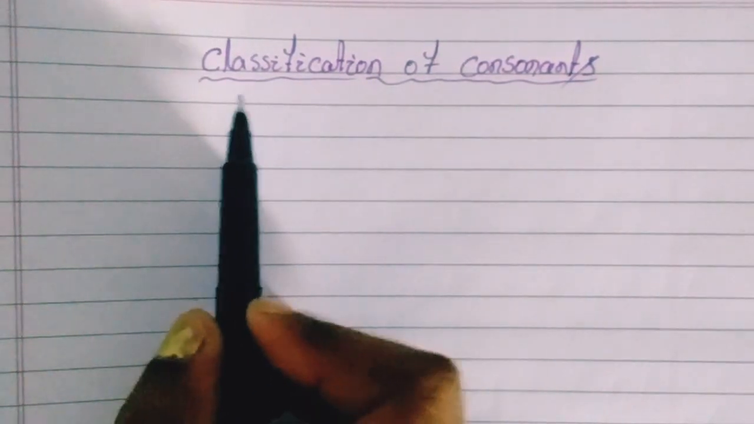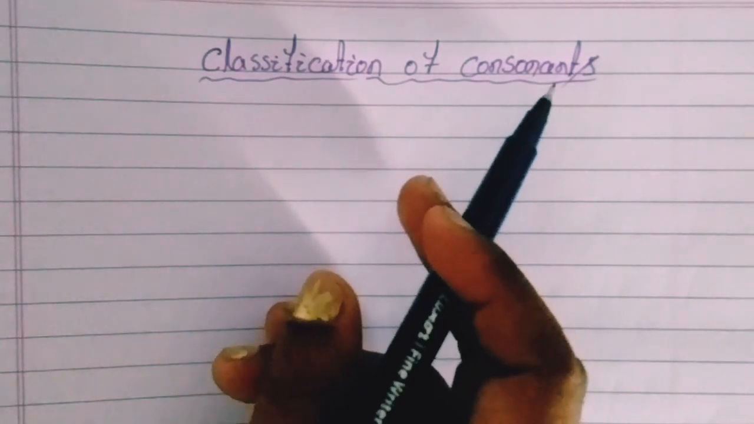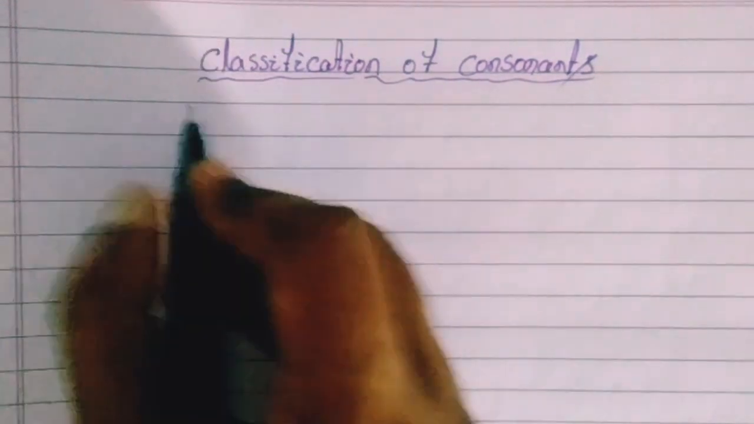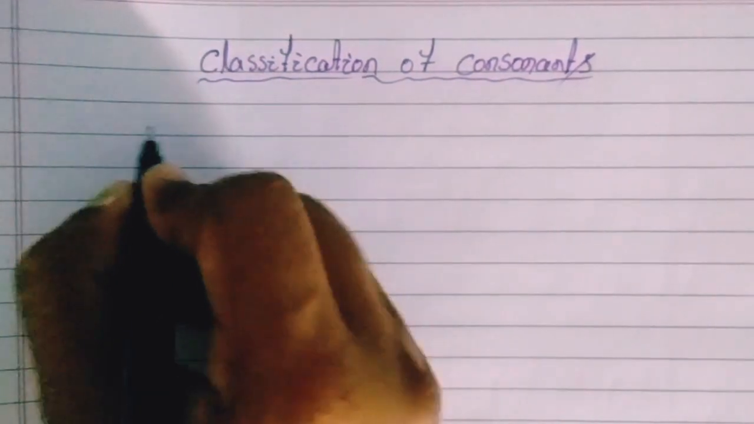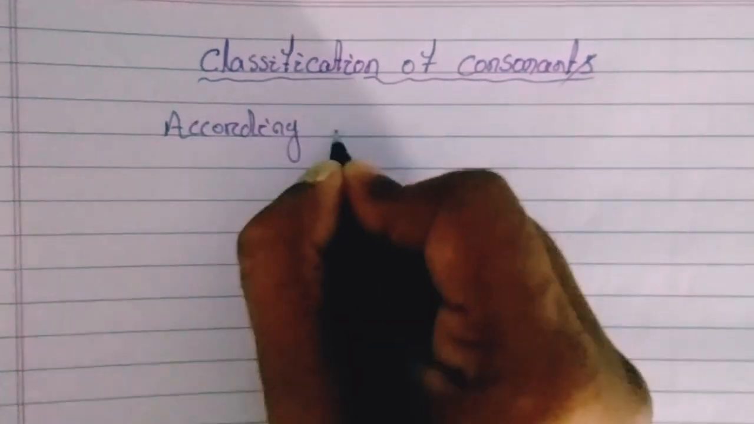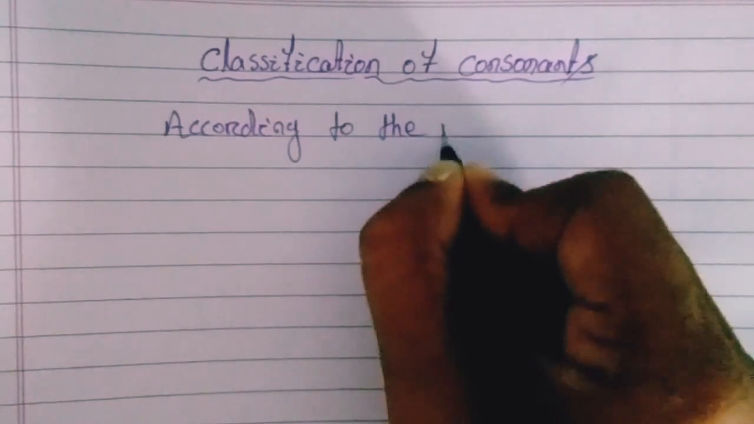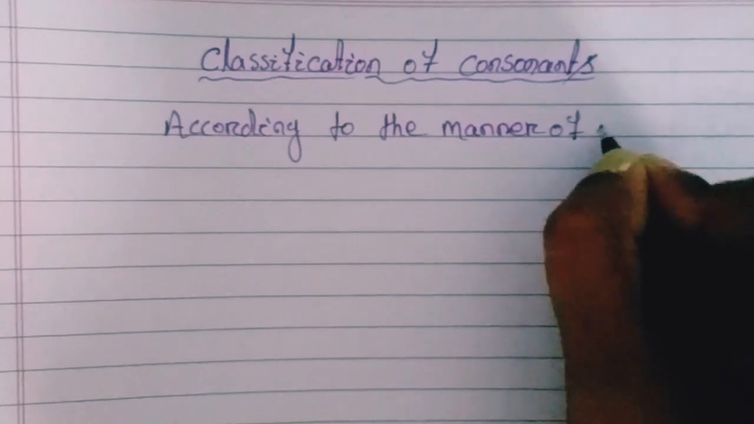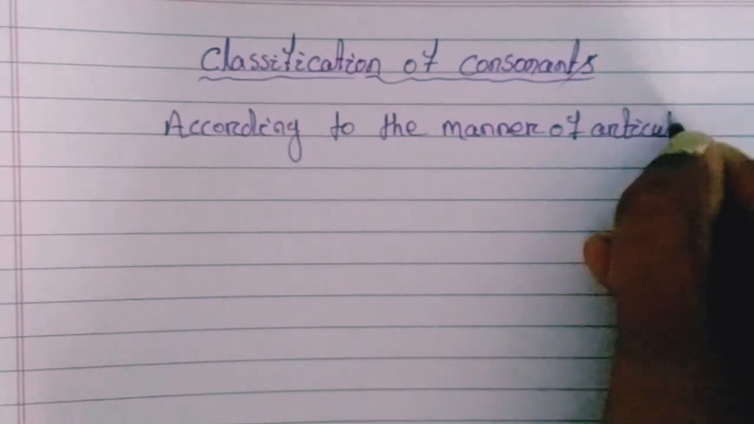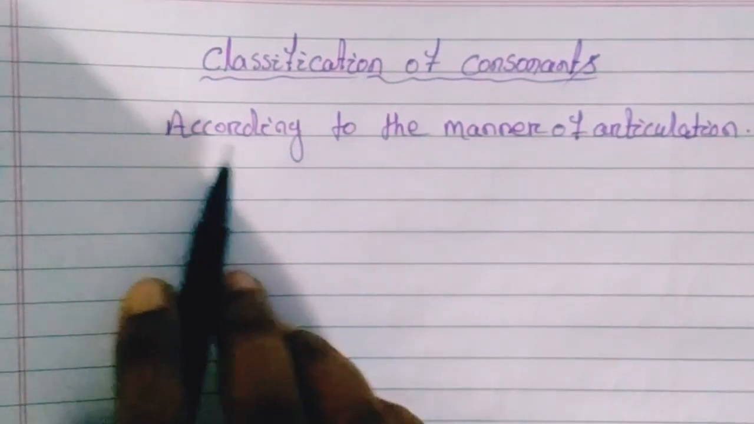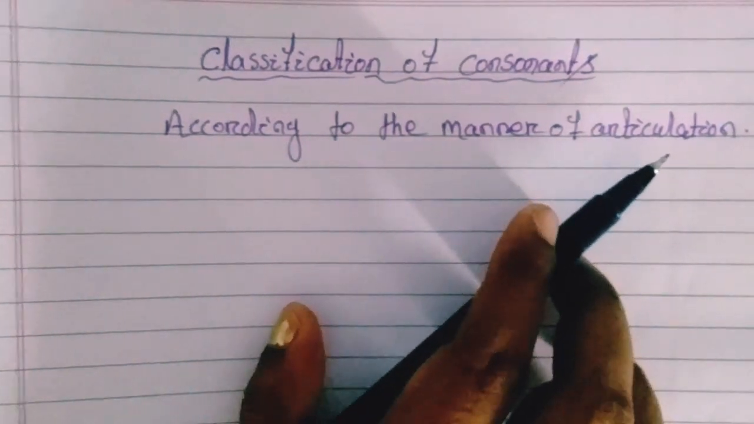Friends, in my last video I explained the classification of consonants according to the voicing and place of articulation. In today's video I will explain the classification of consonants according to the manner of articulation. This is the third point that I have left, that is, according to the manner of articulation.